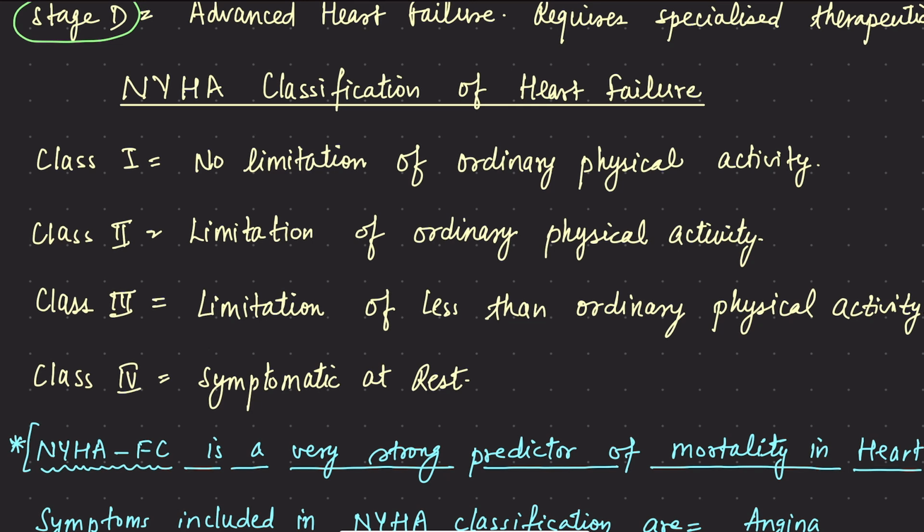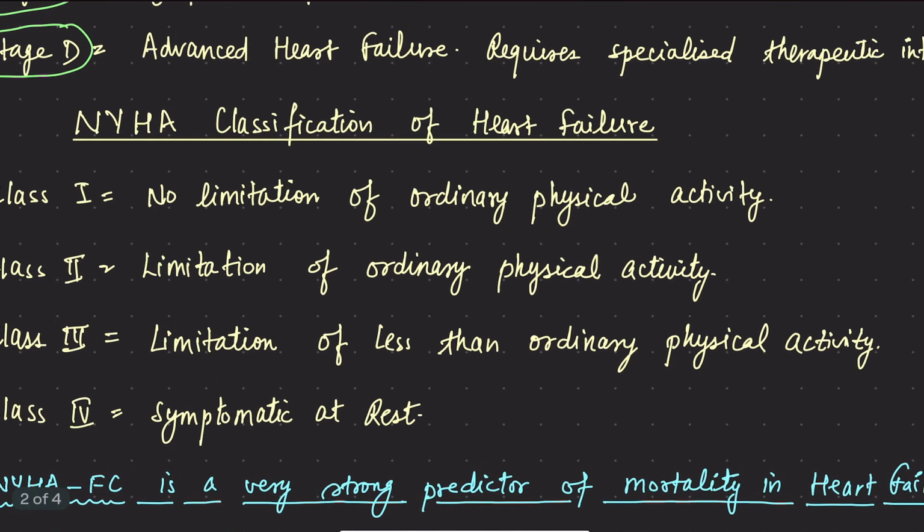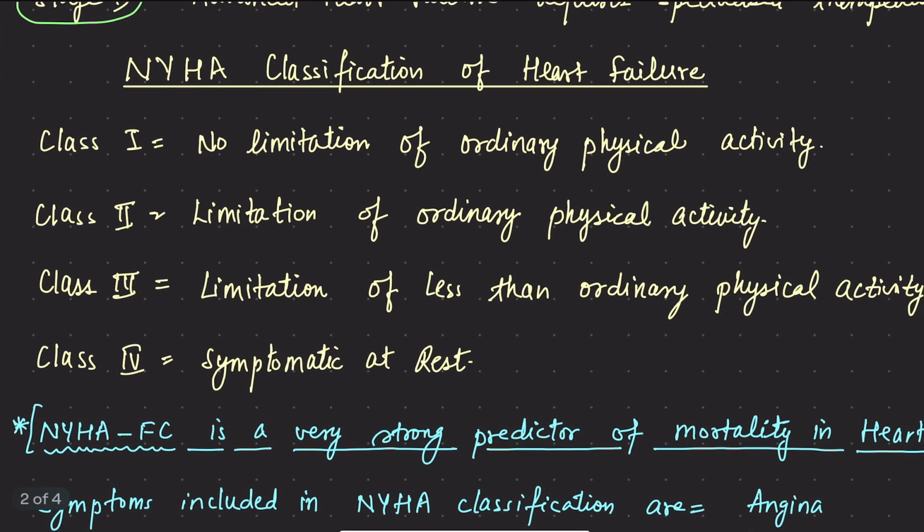So different individuals have different ordinary physical activity, and we have to delineate what the patient is basically able to do, and whether the signs and symptoms are there at this particular activity or not. Class 1 means no limitation. Class 2 means some limitation of ordinary physical activity. Class 3 means limitation of less than ordinary physical activity. And class 4 means no physical activity, the patient is symptomatic at rest.